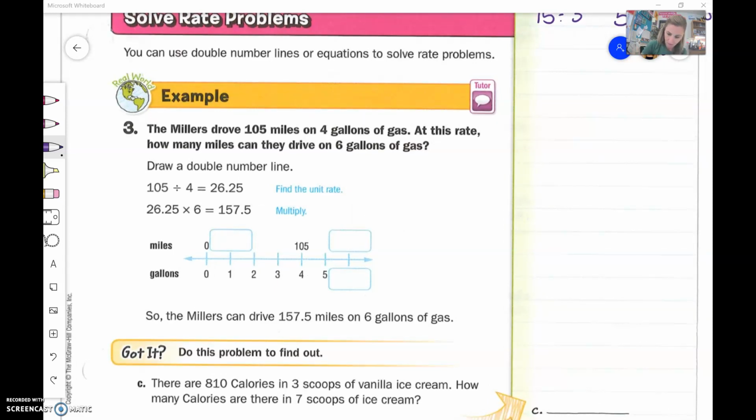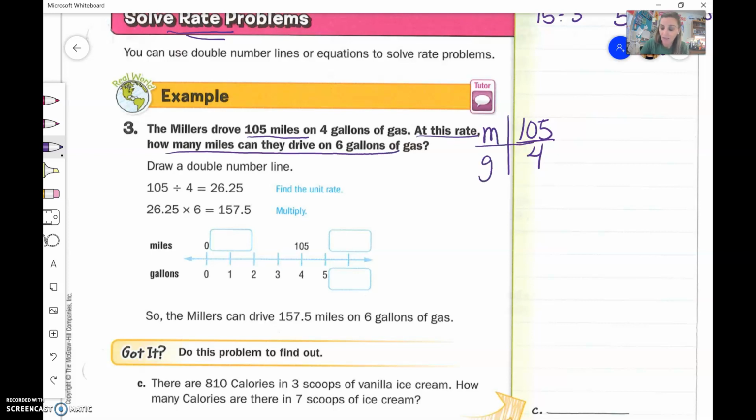All right. So, taking a look at this, you're going to see that we are now working on rate problems. Okay? So, the Millers drove 105 miles on 4 gallons of gas. At this rate, how many can they drive on 6 gallons? So this is miles, and this is gallons.